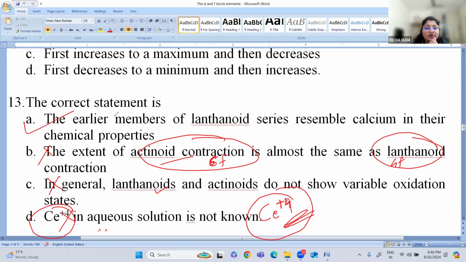When we see A, the earlier members of the lanthanoid series resemble calcium in their chemical properties. Yes, so this is the correct answer. So option number A is the correct answer. Who all have answered A? Akila has answered, Shivaruni has answered. So option number A is the answer. Let us go for the next one.